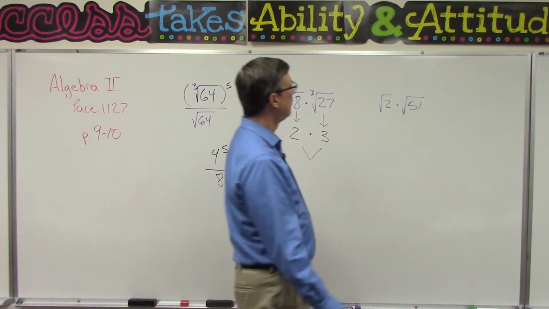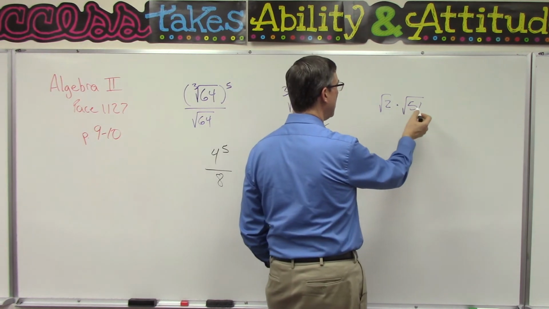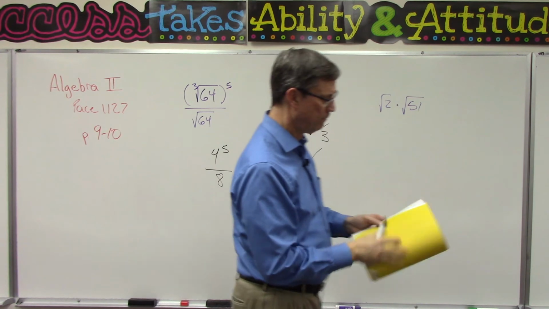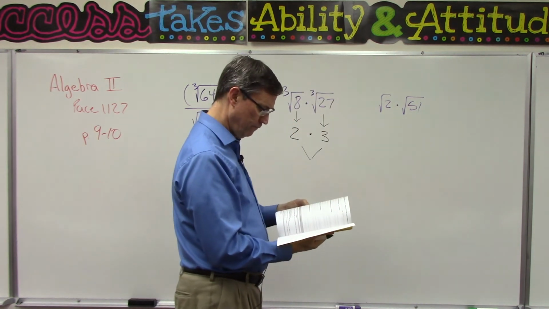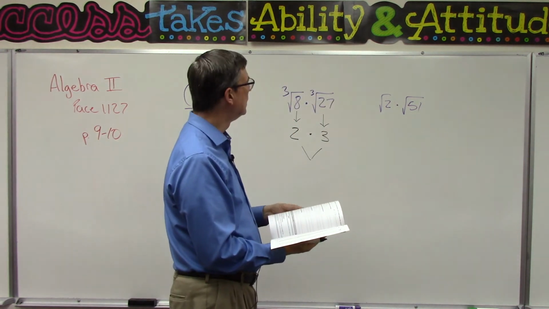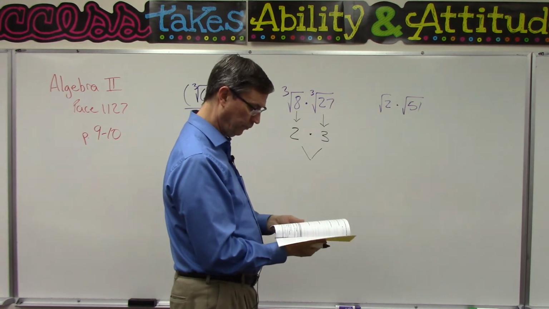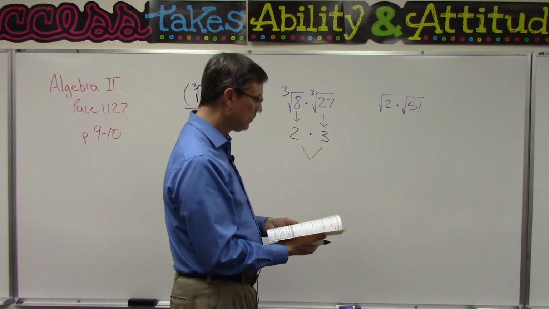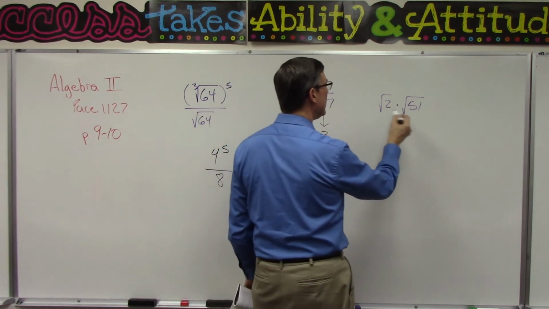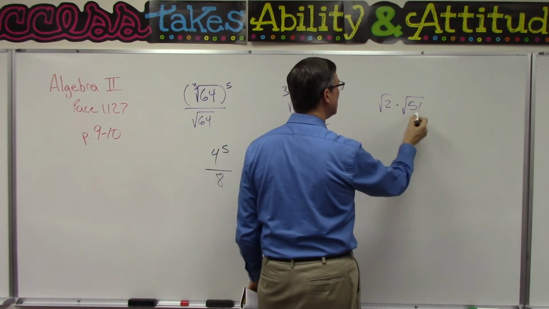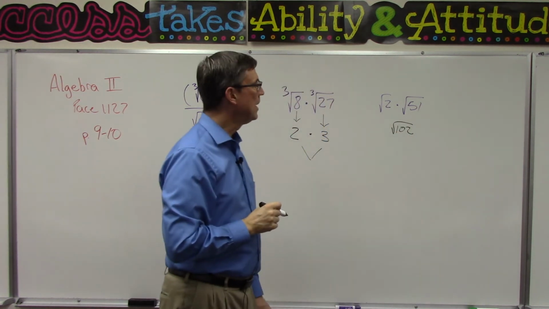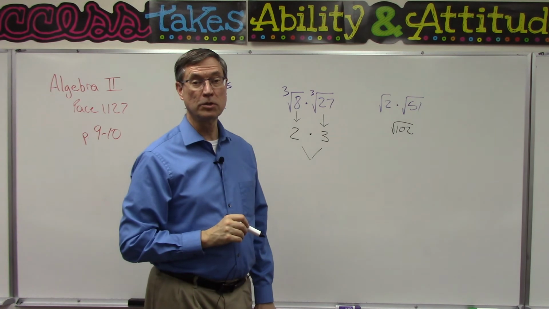Now, we have 2 times 51. Let me see how far does this go? Nope, it only goes to 100. We can multiply these together. 2 times 51 would be 102. Okay? And then just use your calculator and get the square root of that.